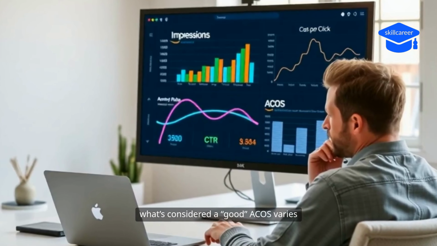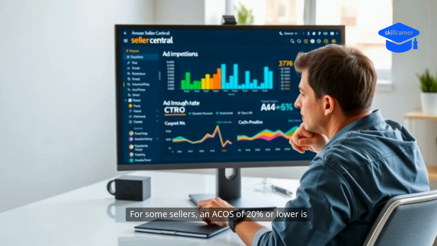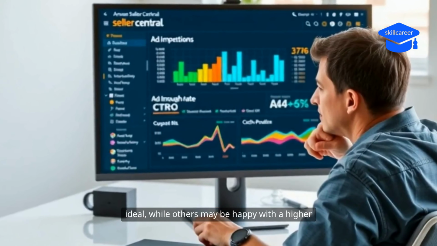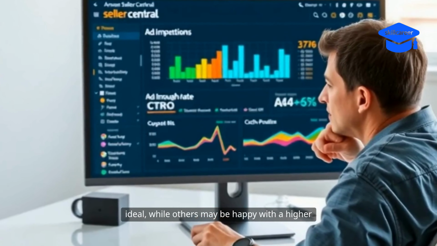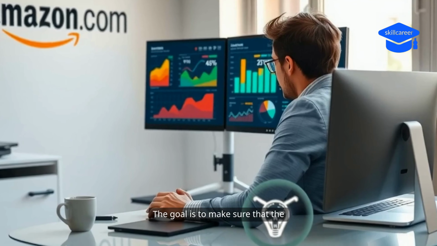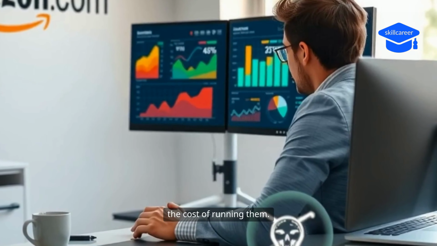But what's considered a good ACOS varies depending on your profit margins. For some sellers, an ACOS of 20% or lower is ideal, while others may be happy with a higher ACOS if their profit margins allow for it. The goal is to make sure that the revenue generated by your ads outweighs the cost of running them.